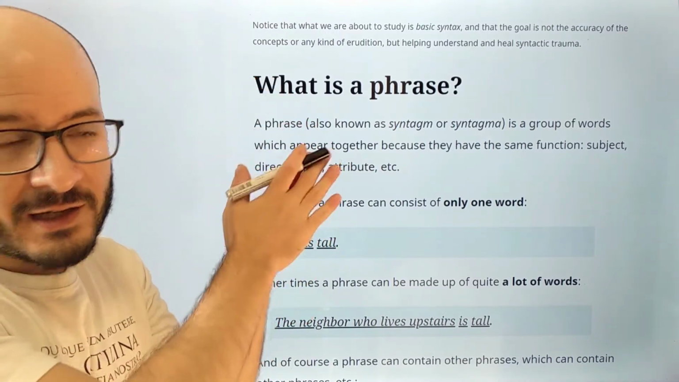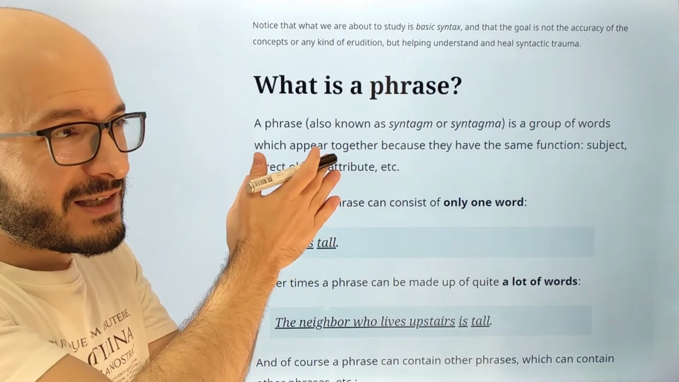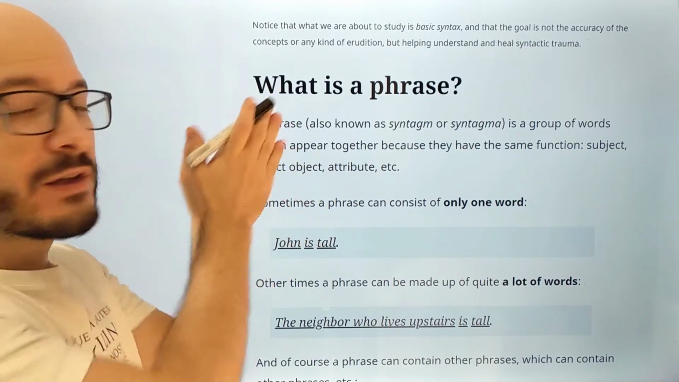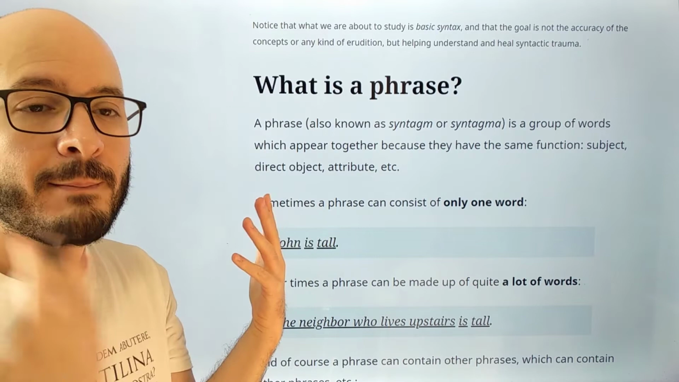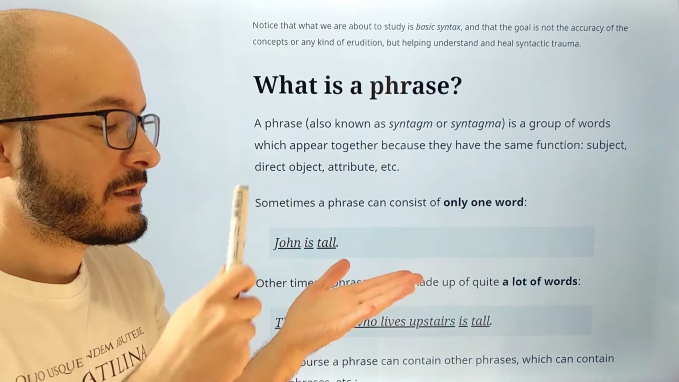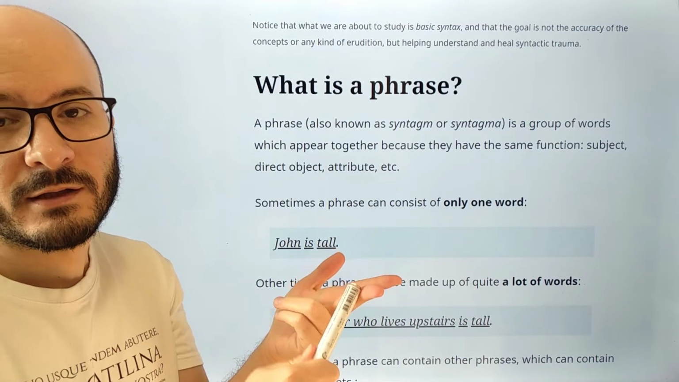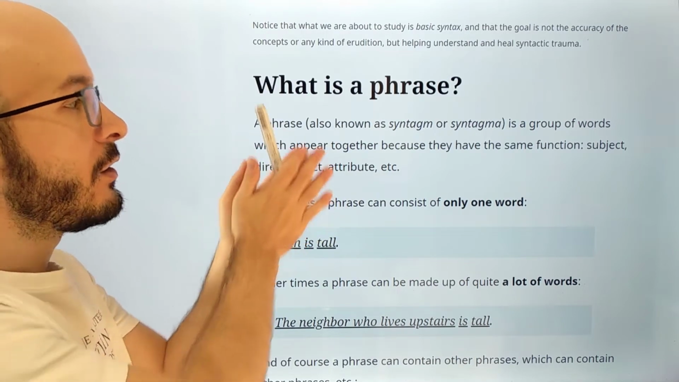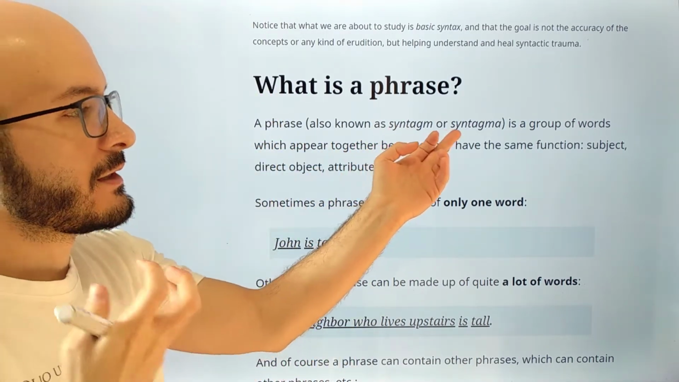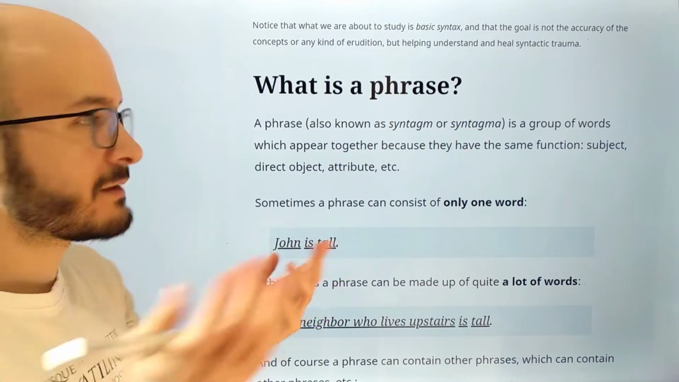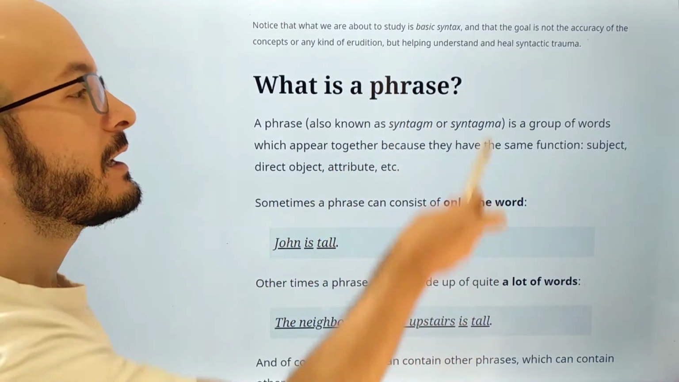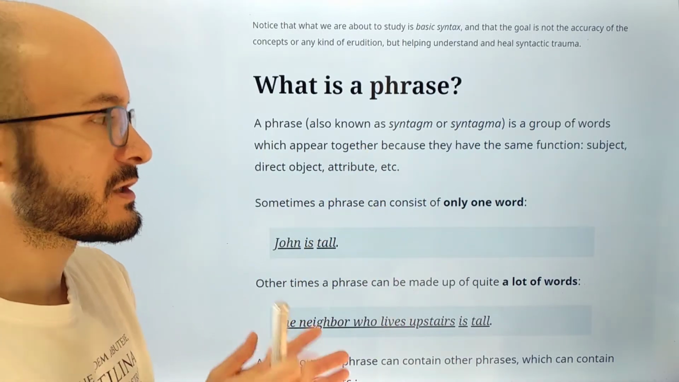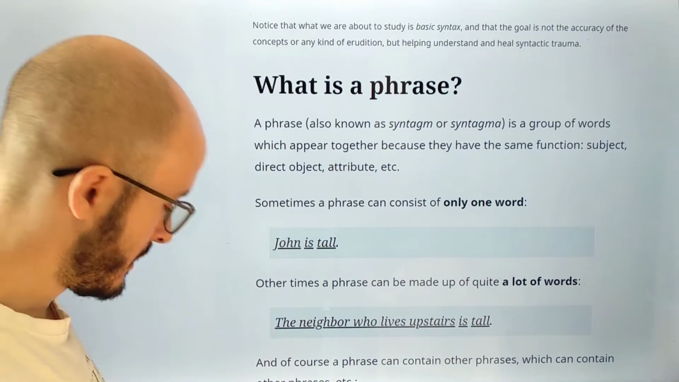Okay, so we will start with this definition, because this is, I would say, the only definition which actually matters. So what is a phrase? Because we are going to be talking about phrases, okay? So phrases such as subject, direct object, indirect object, adverbials, etc. And also, first, what is a phrase? A phrase, also known as syntagm or syntagma or whatever, but in English, usually just phrase, okay? Is a group of words which appear together because they have the same function: subject, object, attribute, etc.